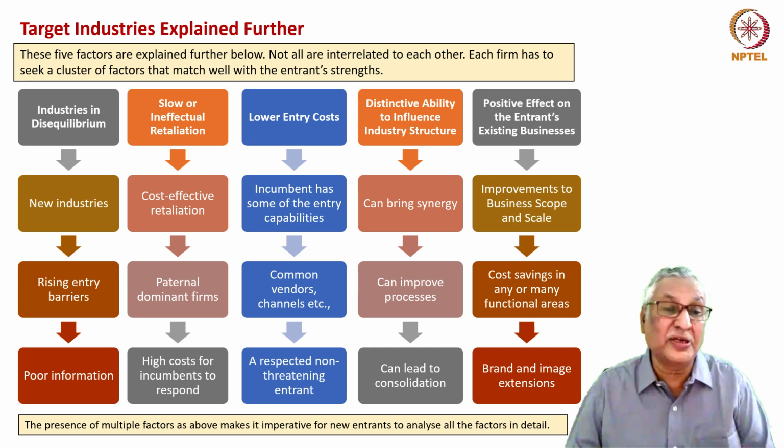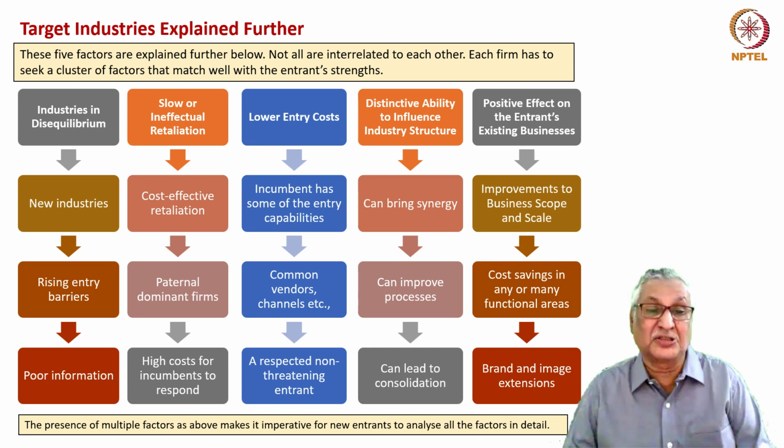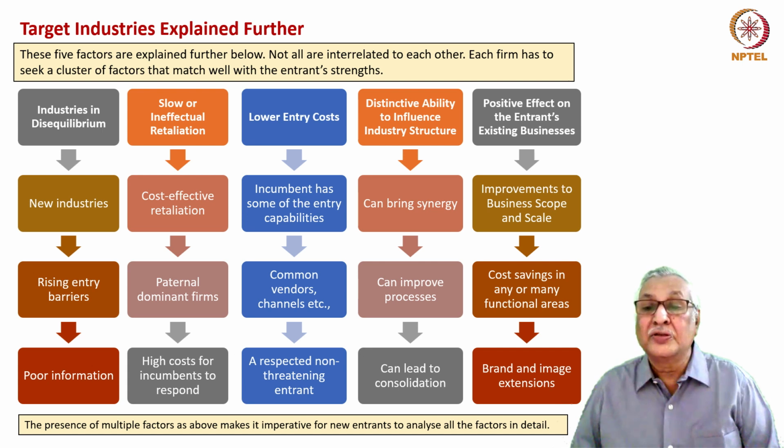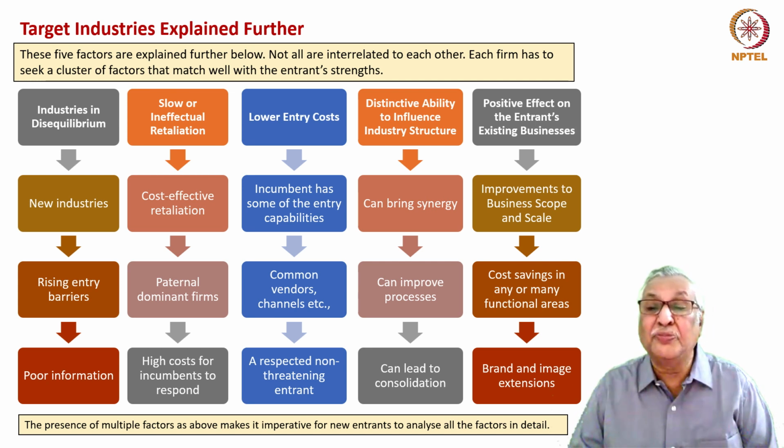If a Tata Group company enters a new industry, it is not seen with worry and askance by other players, because the company and the group are known to play by the book of ethics, the book of good practices. So it doesn't generate huge retaliation. Distinctive ability to influence industry structure: if a company which is entering the new industry has the ability to bring synergy, if it can improve processes, and if it can lead to consolidation, actually the entry would be welcome.